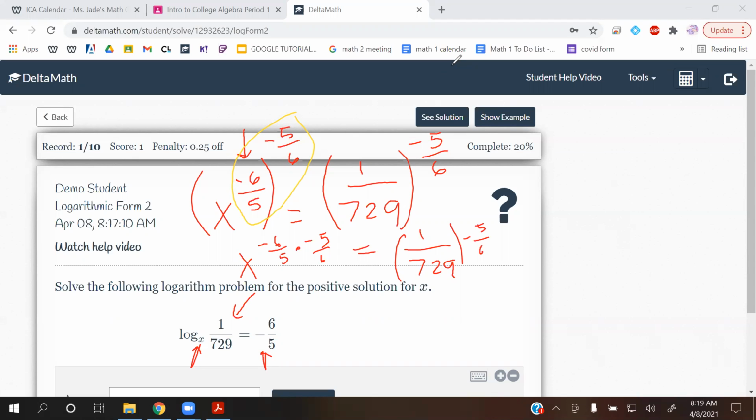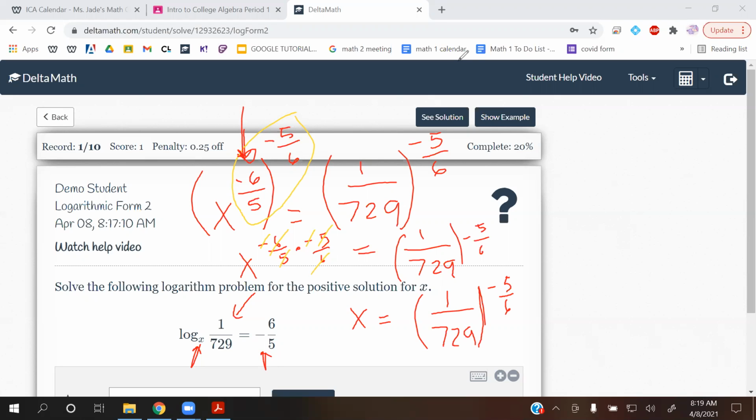And what happens when you multiply reciprocals? They're going to cancel each other out. The negative will cancel with the negative. The 6 will cancel with the 6, and the 5 will cancel with the 5. So all you are left with now is x equals 1 over 729 to the power of negative 5 over 6. So that's why we multiply by the flipped fraction, the reciprocal of this one. We multiply by a reciprocal so that everything can cancel out, and then we're just left with x equals.